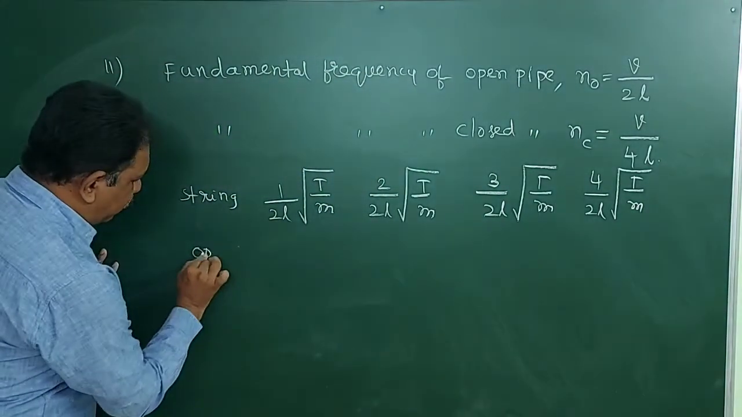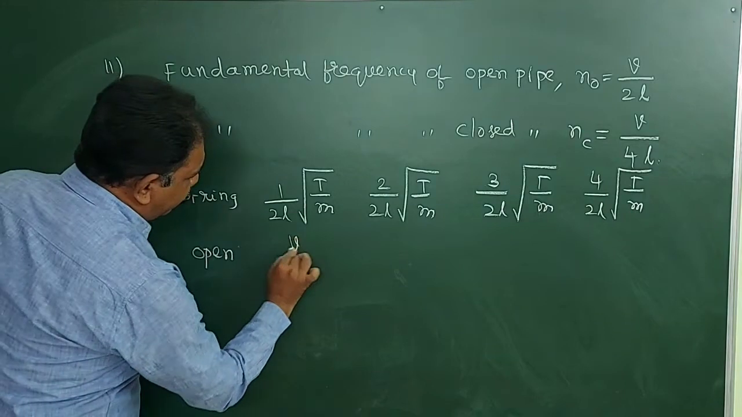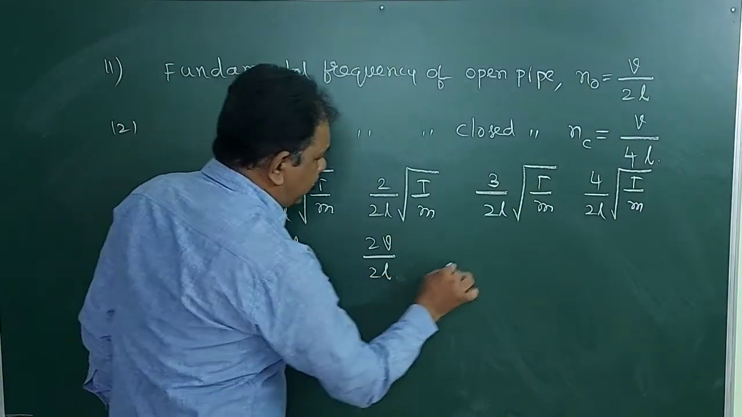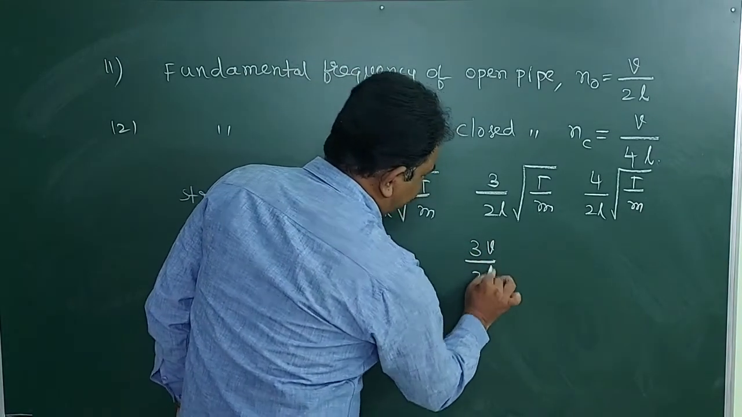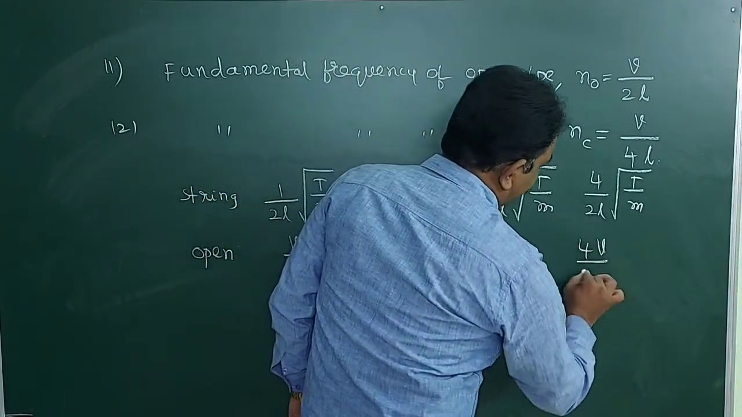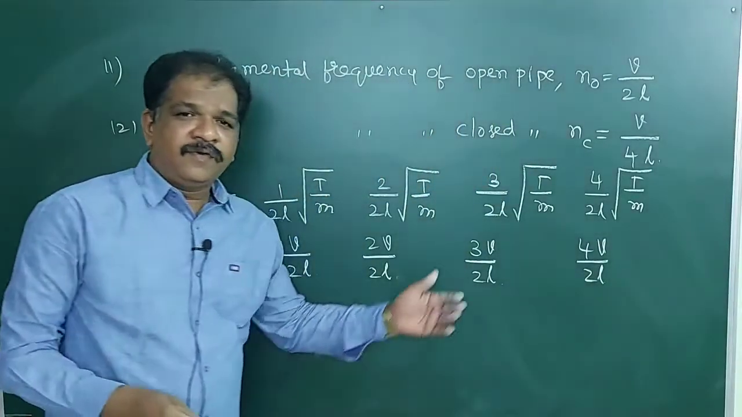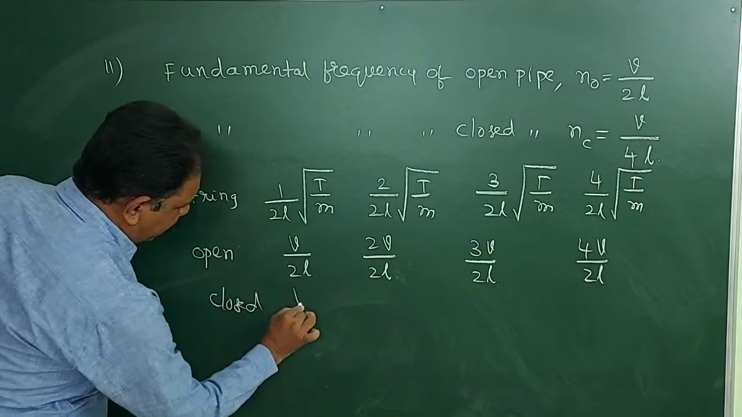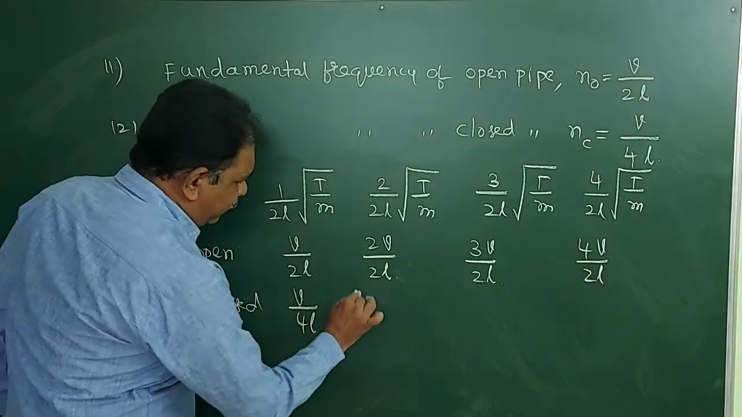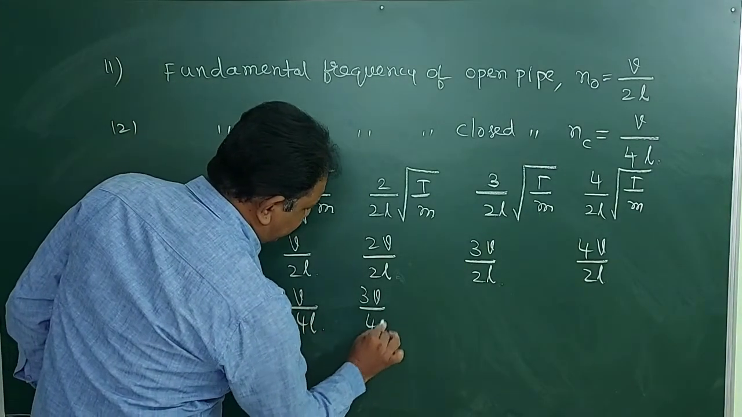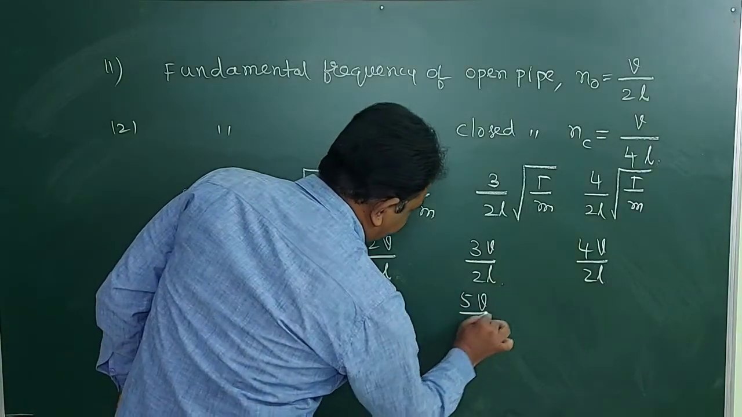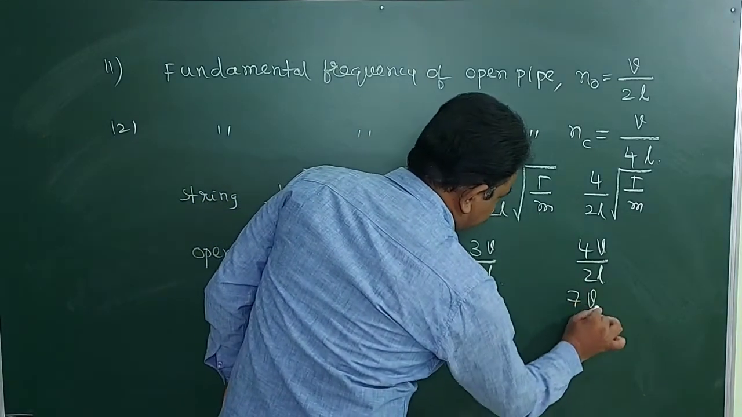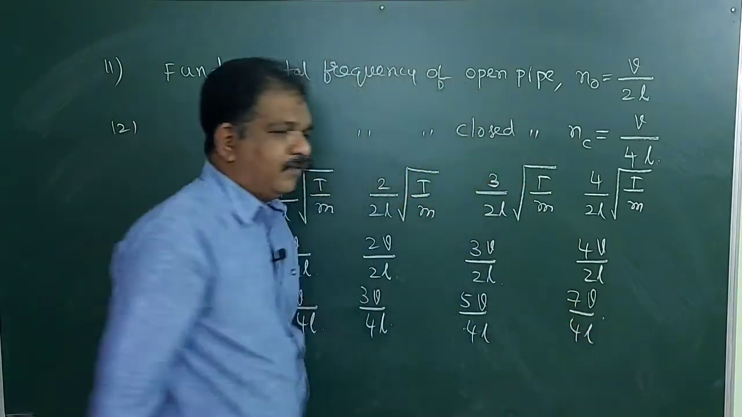If you observe open pipe, V by 2L, 2V by 2L, 3V by 2L, 4V by 2L, 5V by 2L, like that. Closed pipe, if you take V by 4L, next will be 3V by 4L, next will be 5V by 4L, next will be 7V by 4L.